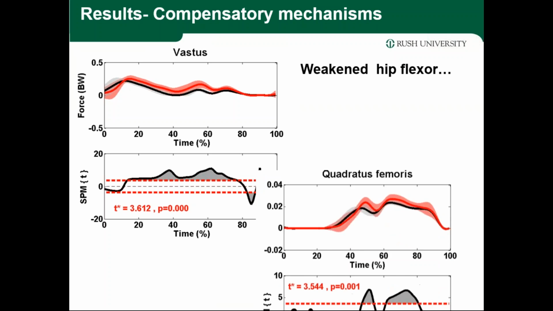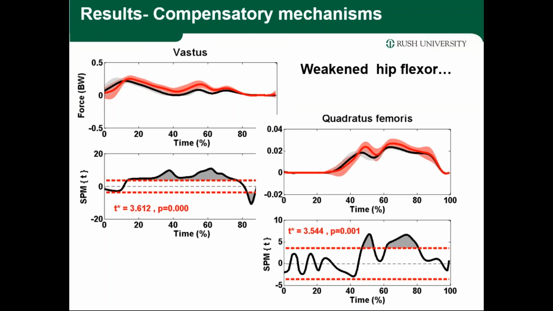And how does the quadratus react? Well, again, the quadratus is one of those muscles which increase the muscle forces in order to compensate for hip flexor weakness. We have repeated this procedure over almost all the muscles included in the model.